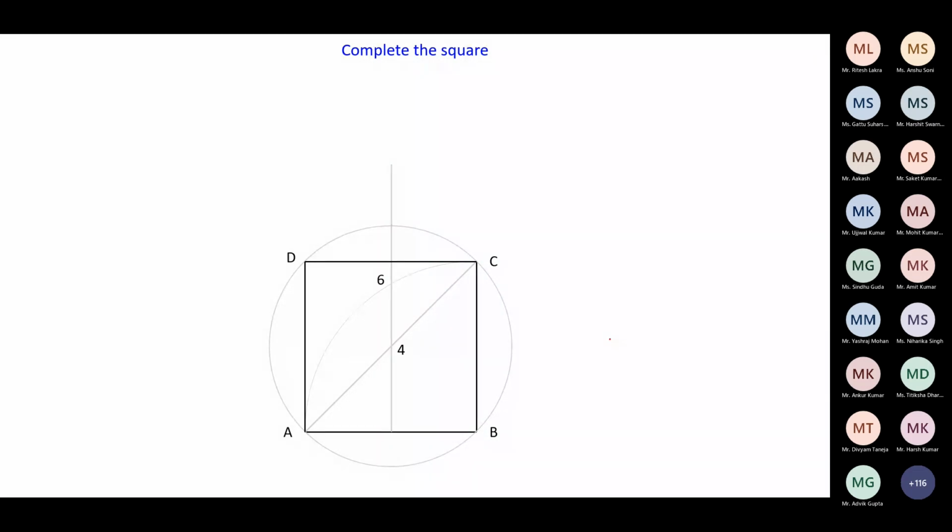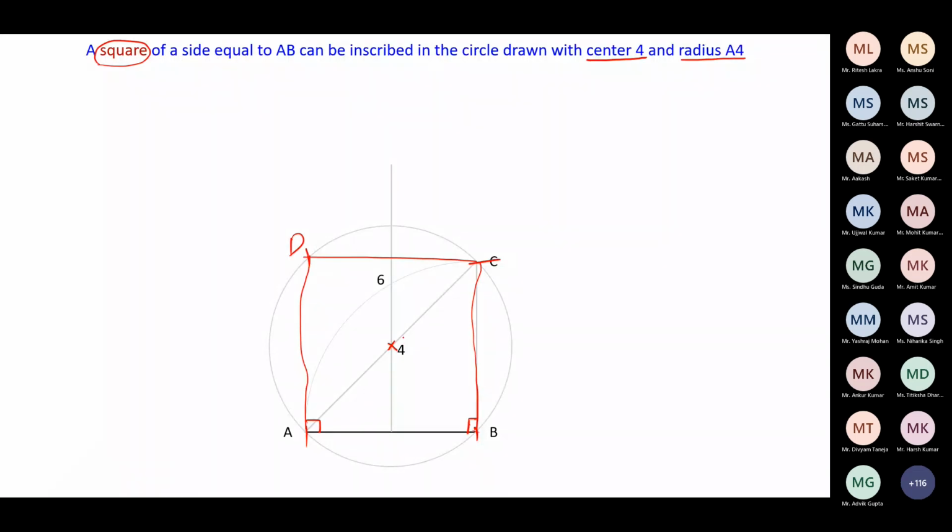Now you might have guessed what is the use of this 4, right? What does this 4 refer to? Using the 4 as a center, we have constructed the circle where we can get the inscribed square, where the square is inscribed. Now this 6, what do we mean by this 6? Let us understand.